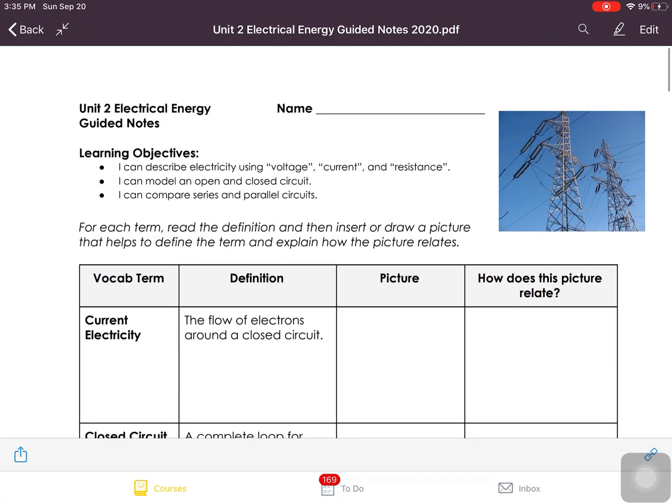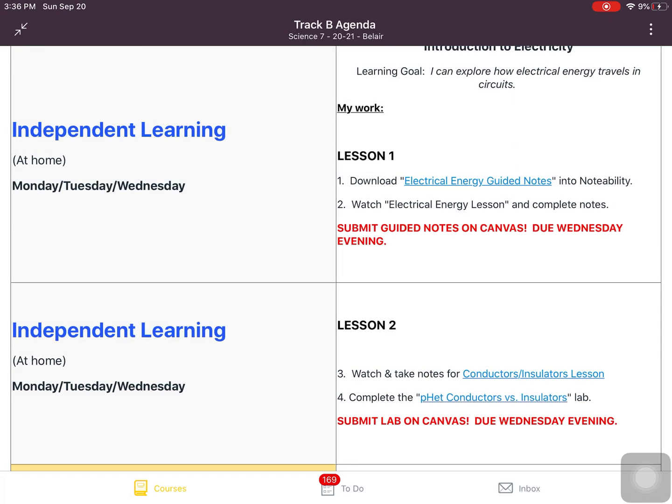So here's the deal. You have 2 choices. If you want to split screen it and do your notes while I am teaching, that's awesome. Or if you want to wait and watch the whole lesson and then do your guided notes at the end, you can do that too. Either way, you're going to want to download these, put them in Notability, and you'll notice what I have here in bright red is submit your guided notes on Canvas. These are due Wednesday evening.